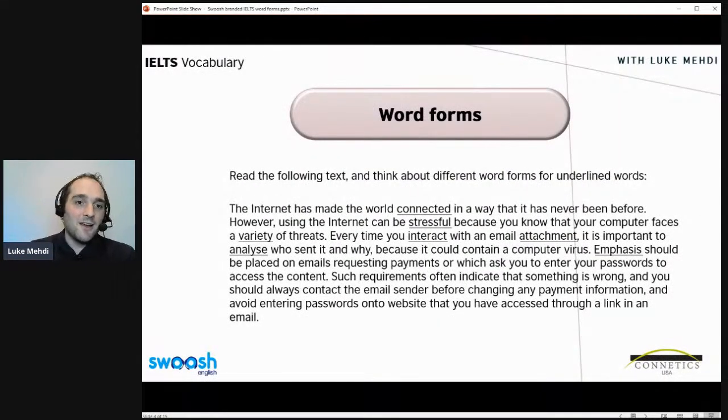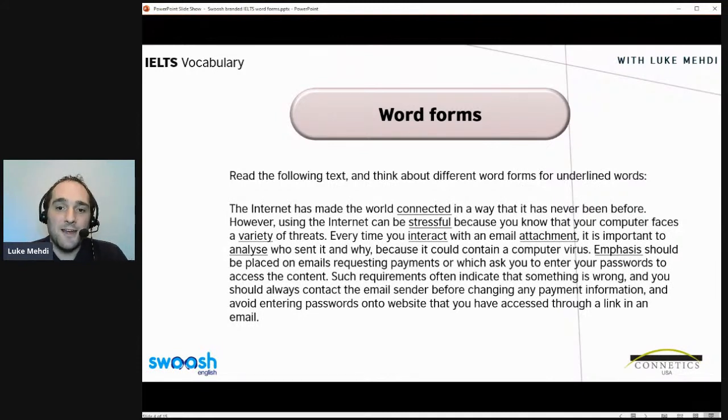Right, so let's look at a really quick little text here. Read the following text. Think about different word forms for underlined words. So reading through this text, the internet has made the world connected in a way that it has never been before. Connected. What word form is that? However, using the internet can be stressful because you know that your computer faces a variety of threats. Stressful and variety. What kinds of words are those?